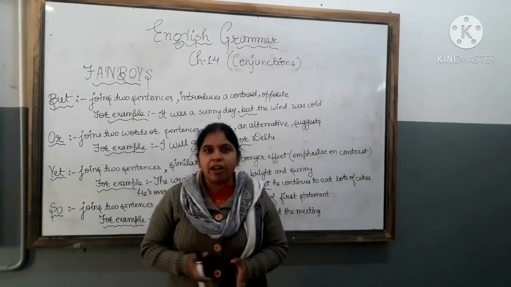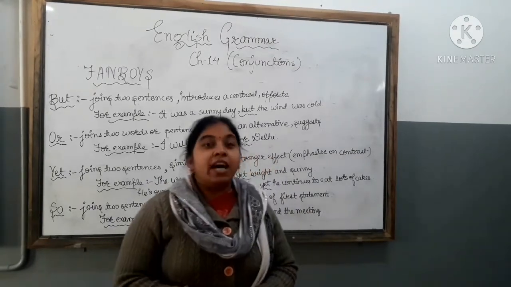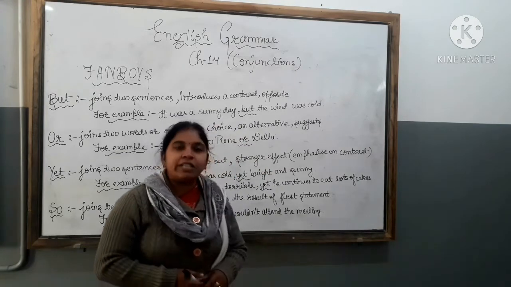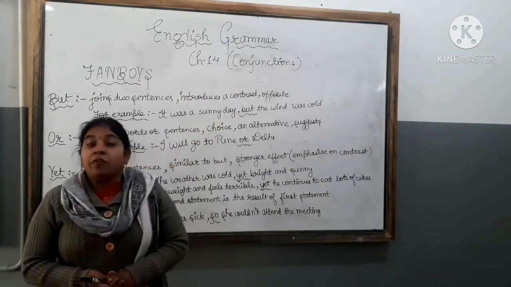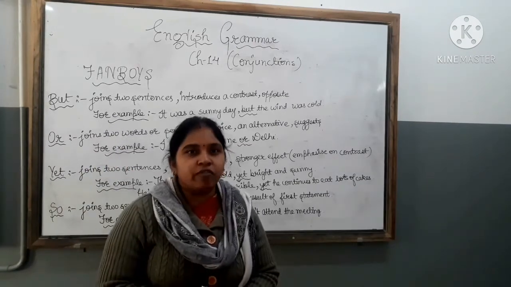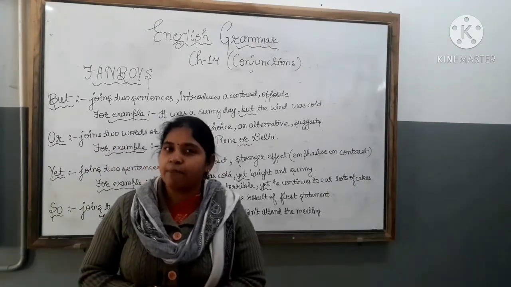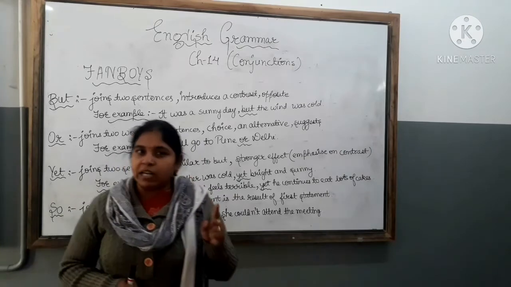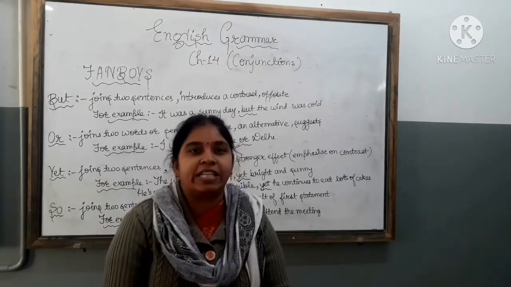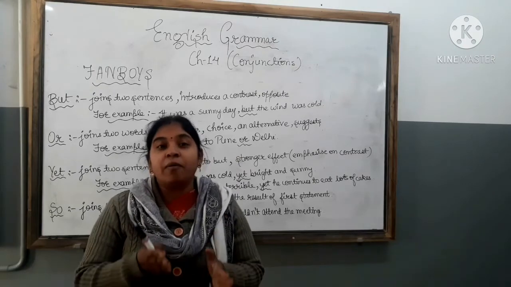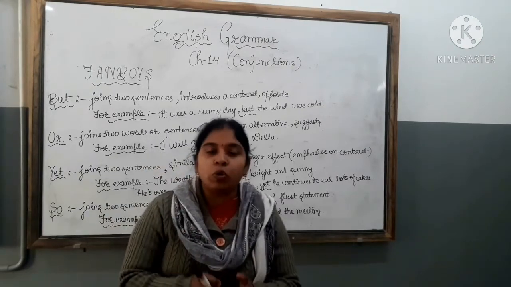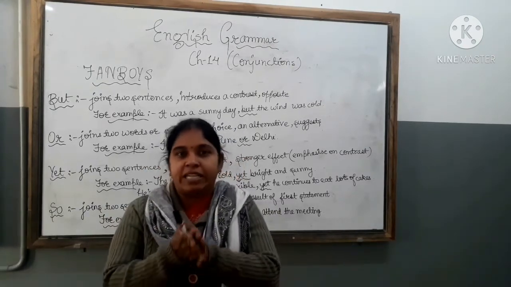Students, in our previous online class, we have already started a new chapter of English grammar, chapter number 40, conjunctions. Conjunctions are the joining words or linking words with the help of which we can join two words, two sentences or phrases. Conjunctions are the words which can merge two sentences and make a single sentence.